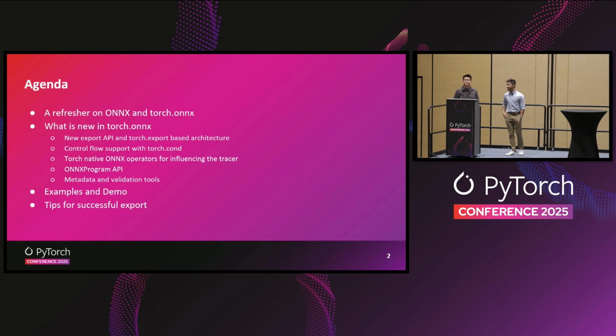So, quick agenda. We're going to be talking about what ONNX and torch.onnx is. We'll do a quick what's new because there's so much to cover, and then we'll jump into worked examples and demos so that you can see how to use all these new features in your workflows. We'll have time for tips at the end and maybe Q&A if we're lucky. Let's hop in.